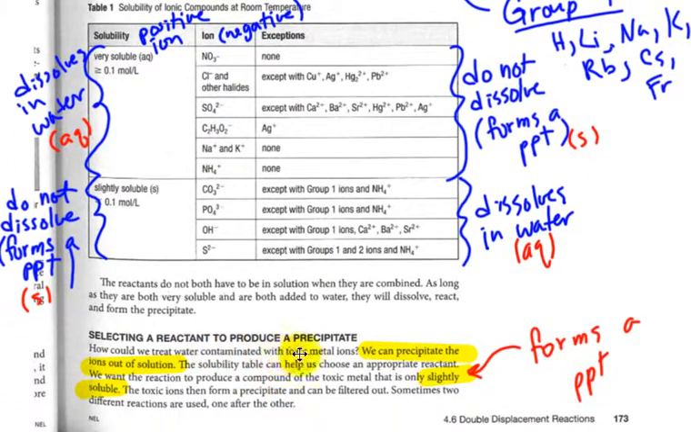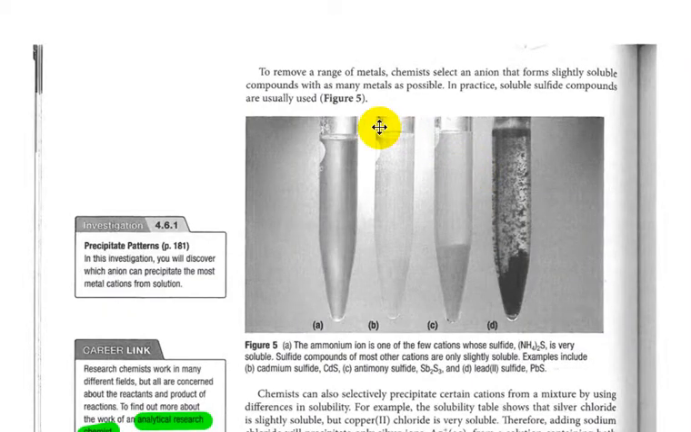Okay, so selecting a reactant to produce a precipitate. How can we treat water contaminated with toxic metal ions? We can precipitate the ions out of solution. The solubility table can help us choose an appropriate reactant. We want the reaction to produce a compound of the toxic metal that is only slightly soluble, because slightly soluble means precipitate. It's a solid in the solution. Okay. To remove a range of metals, chemists select an anion that forms a slightly soluble compound with as many metals as possible. In practice, soluble sulfide compounds are used.